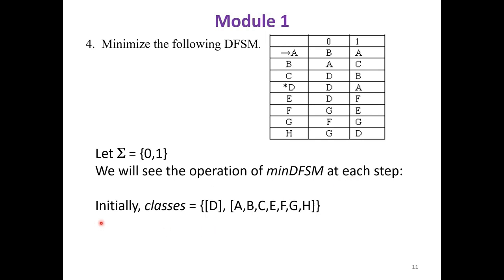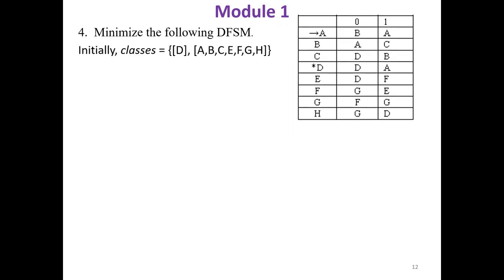Initially there will be two classes. One class consisting of all final or accepting states, so here it is only D. And another class consisting of all non-accepting states. In this class all the non-accepting states are A, B, C, E, F, G and H. So initially we have two classes. Next we have to check whether this class is further divisible or not.